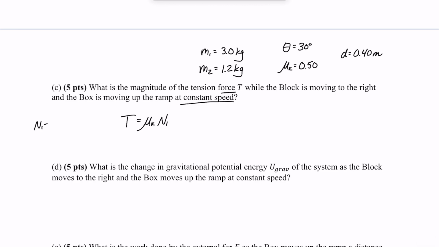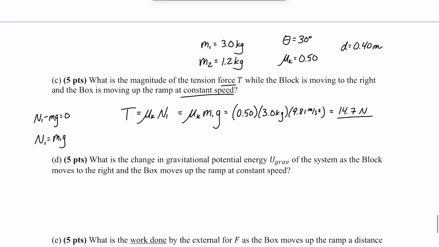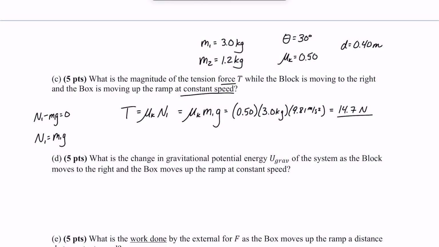So if N1 minus m1g is equal to 0, N1 is equal to m1g, and so my tension force will be mu k m1g, and plugging in numbers we have 0.50 times 3 kilograms times 9.81, which ends up giving a value of 14.7 newtons.